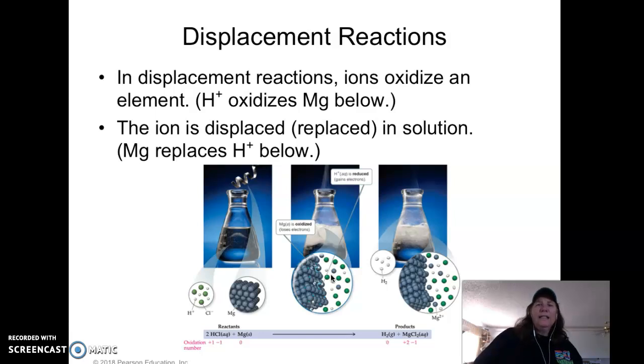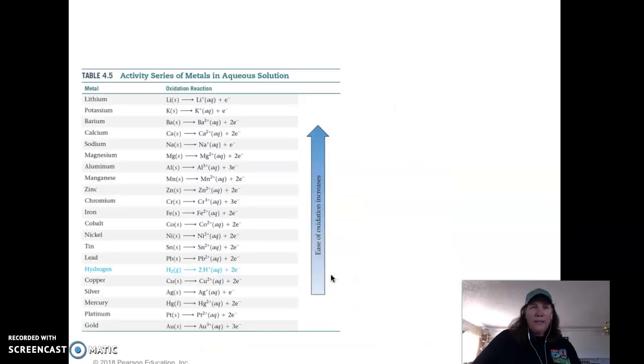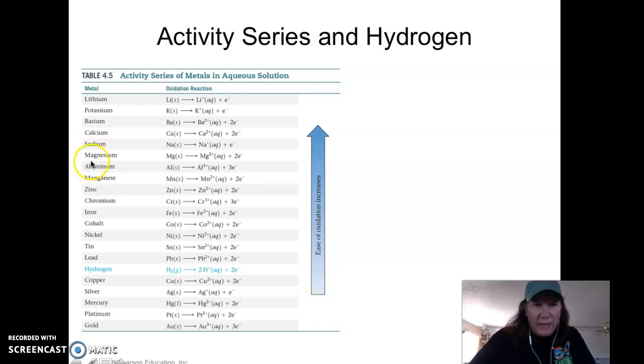Okay. An ion is displaced and replaced. Again, magnesium replaces hydrogen. So I look on my chart, magnesium will replace hydrogen. Here's the chart. So here's magnesium and here's hydrogen. So yep, this is going to happen. Now, if it was the other way around, if hydrogen was supposed to replace magnesium, that reaction is not going to happen. Okay, so if you look down here, gold doesn't really replace anything. That's why we like gold for our jewelry. It's not very reactive, unless you get cheap rings and then they turn your finger green.